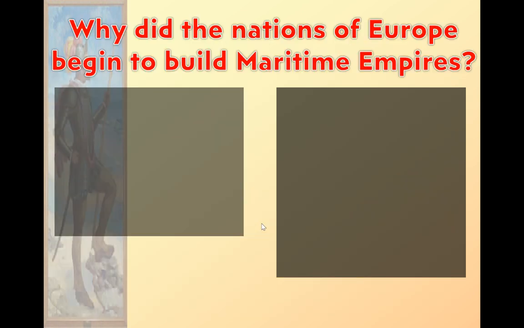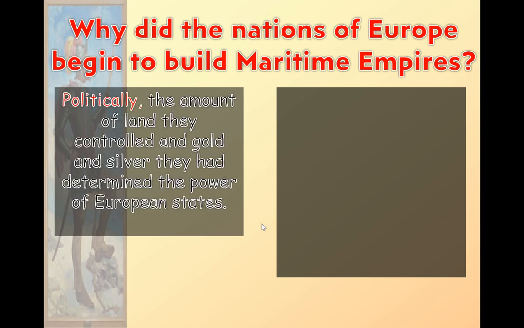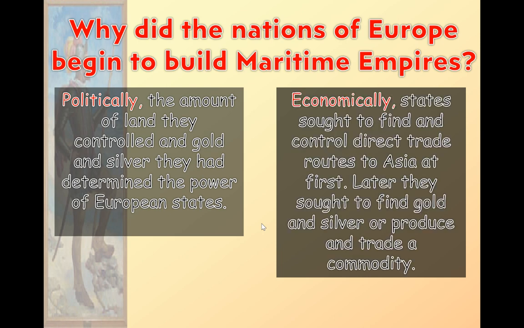So why did nations of Europe begin to build maritime empires? Well, politically, that was their power. Because of mercantilism, their power among other states was measured in how much gold and silver they had. And the more land they had, the more gold and silver they had. And then economically, we talked about that in the last video. To solve the gold famine, to bring in gold, to legitimize their states, to centralize their power, to create a market economy, they basically had to find direct trade routes to Asia.